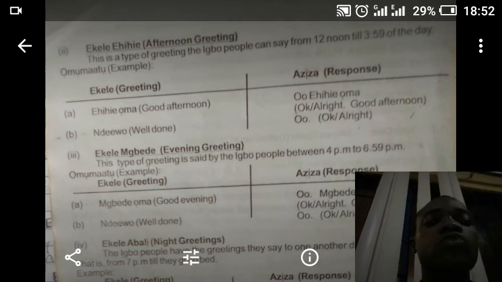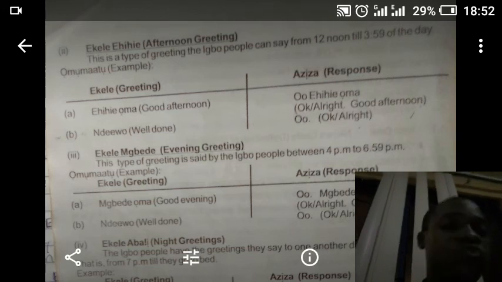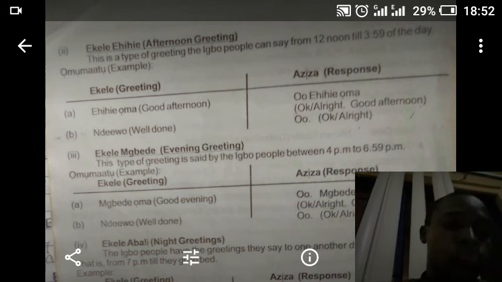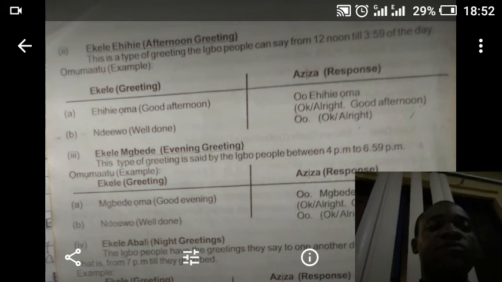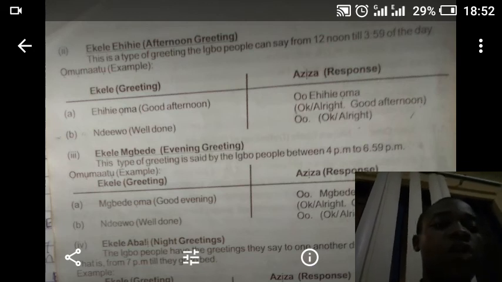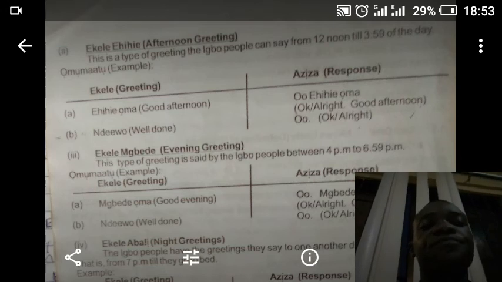What does that mean? Good afternoon. Ehihie oma. So ehihie is afternoon, while oma is good. In English, good comes first. So that is ehihie oma. Then the response that the person will give you is oh, ehihie oma. You can see the English translation there.